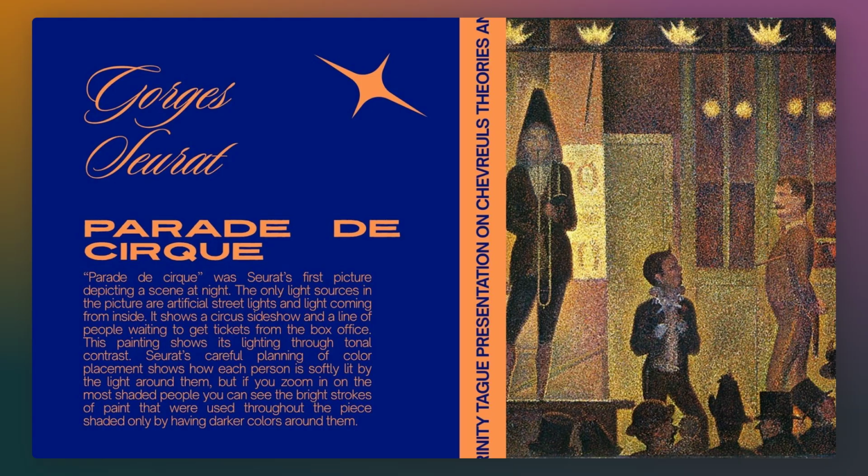Seurat's careful planning of color placement shows how each person is softly lit by the light around them, but if you zoom in on the most shaded people, you can see the bright strokes of paint that were used throughout the piece, shaded only by having darker colors around them.